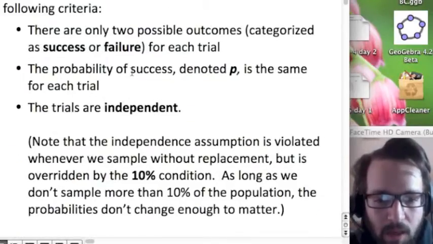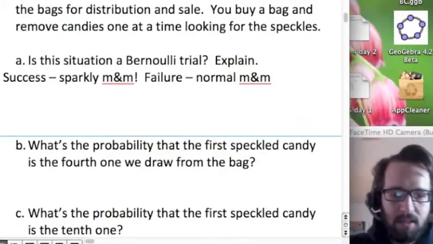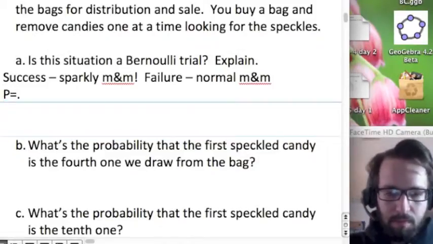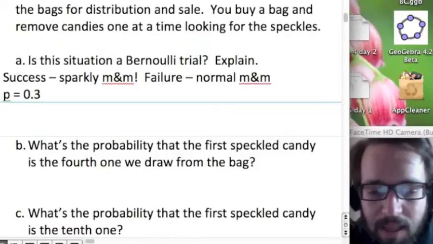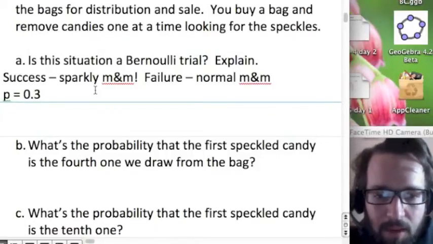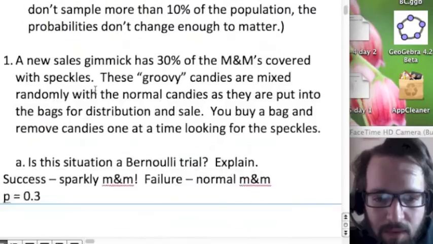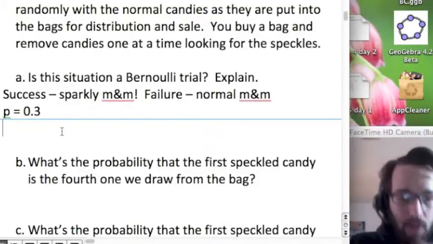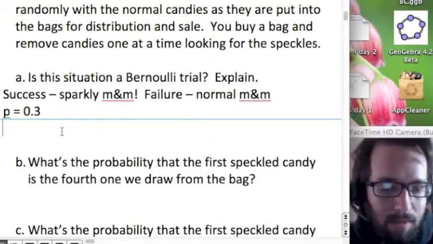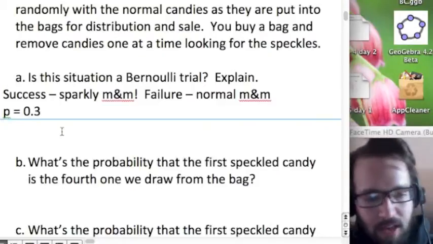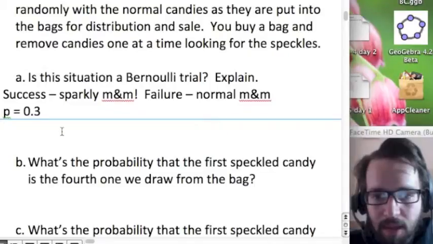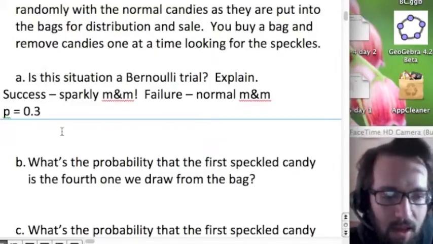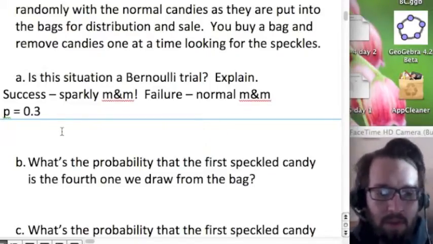We need a probability of success. Success is 30%. The probability is 0.3. That's p, I like a lowercase p. Doesn't really matter, but I like it. So that we have probability. And let's see what else we have here. The trials are independent. These are not independent. When I take one M&M out of the bag, it will change what's in the bag. It will change the population that I'm drawing from. So they're not independent, but as long as we don't take more than 10%, we can just assume they're independent for the sake of simplicity.